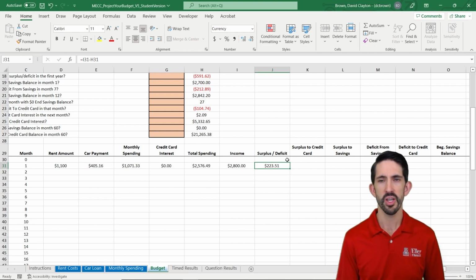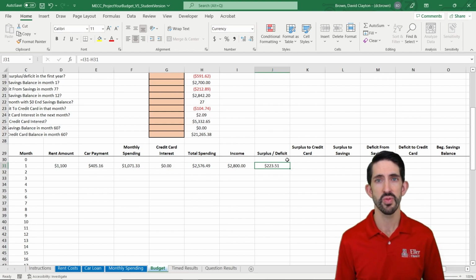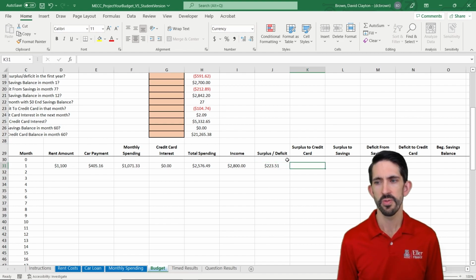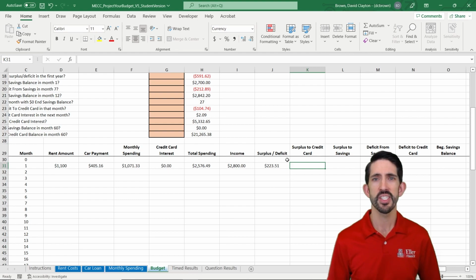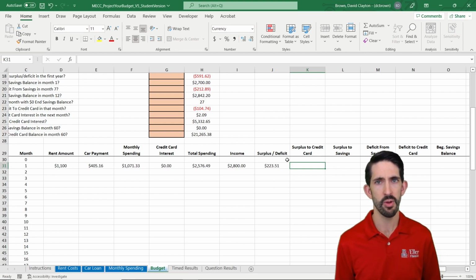Now we got to figure out where it goes. So we're going to build a little bit of a cash flow waterfall here. So first, we got to think about where our cash goes. Well, our credit card debt's expensive. So if we have a credit card balance, the first thing we want to do is pay it down. If we don't have a credit card balance, well, then it can go to savings. So let's build up those two line items right here.